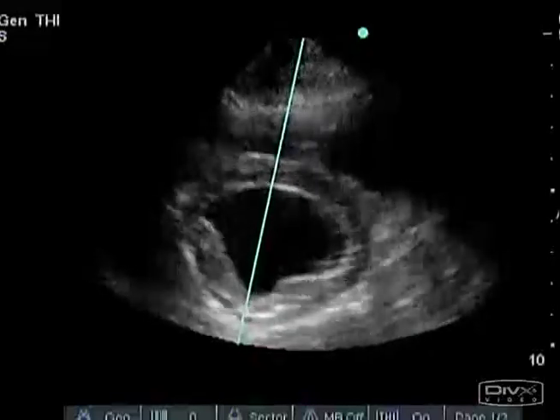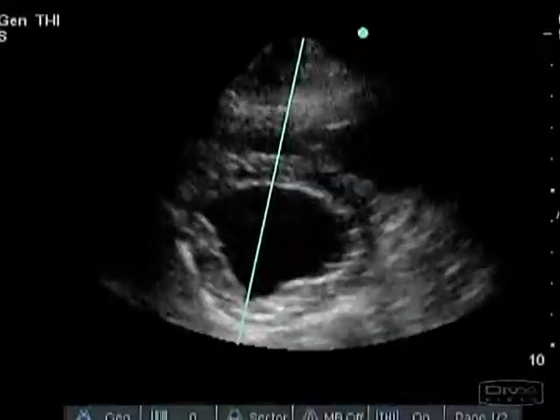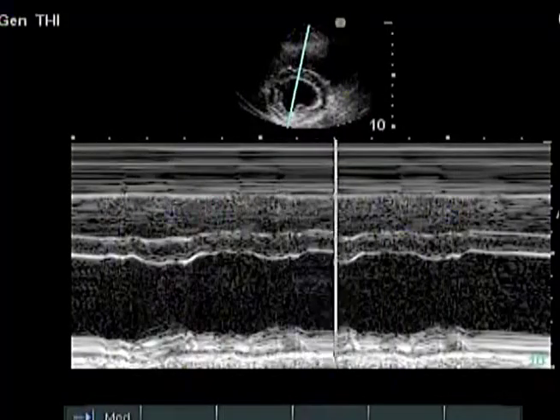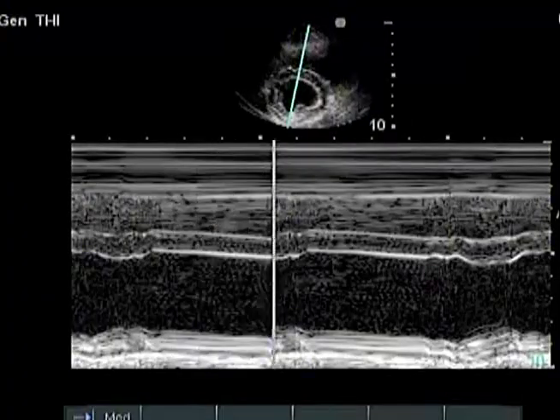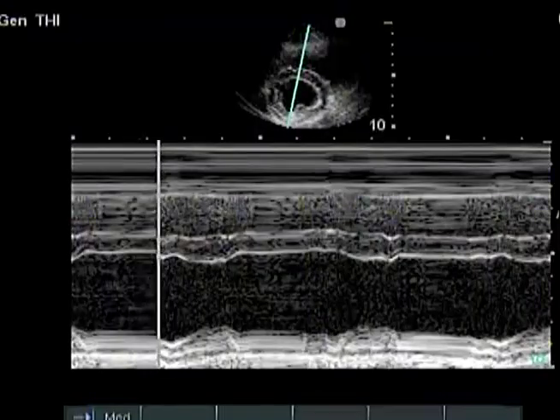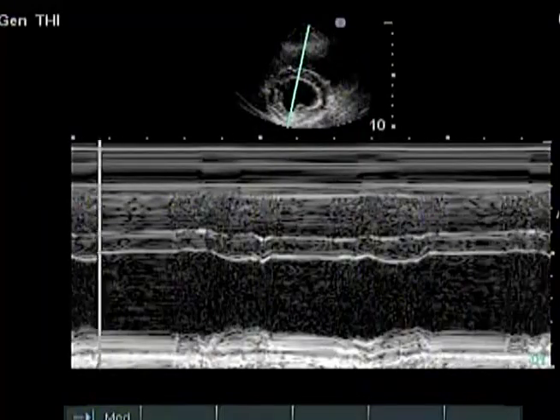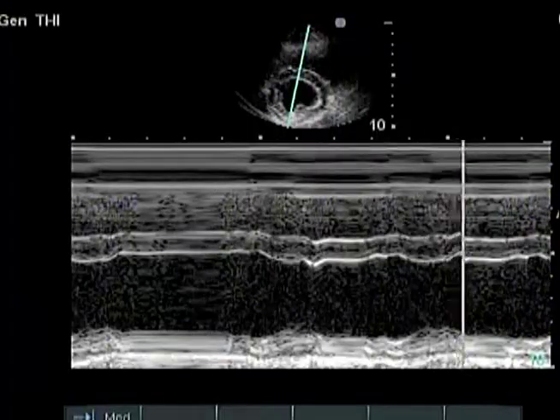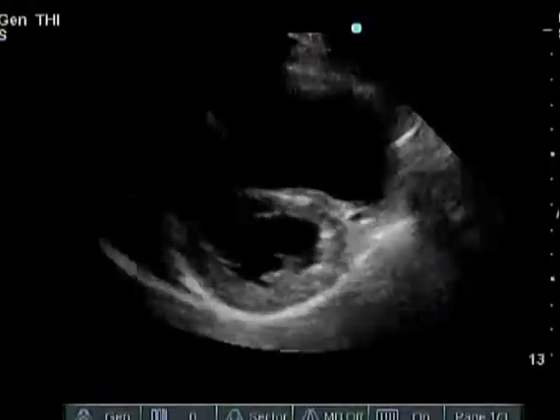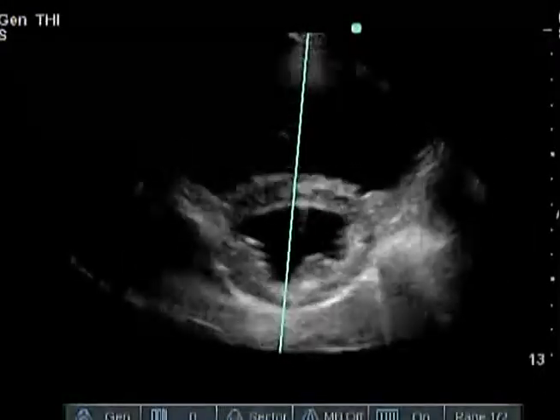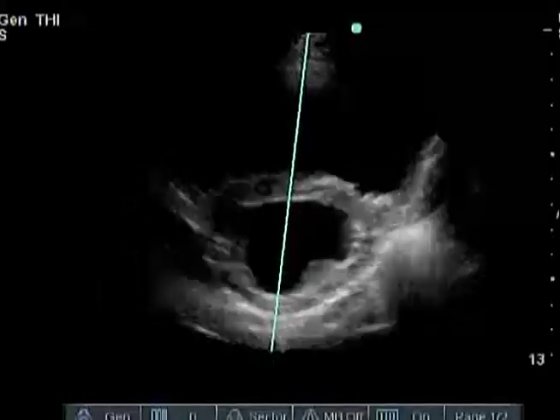In a normal animal, the septum thickens and becomes thinner with systole and diastole, but remains in the same relative position on the ultrasound screen. Paradoxic septal wall motion is a downward movement of the septum during diastole.